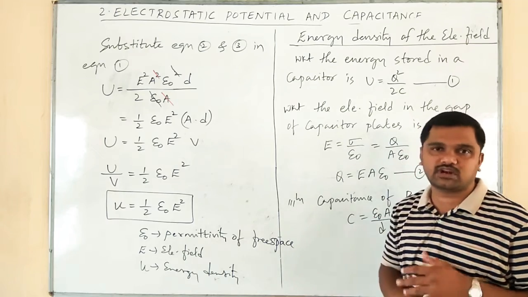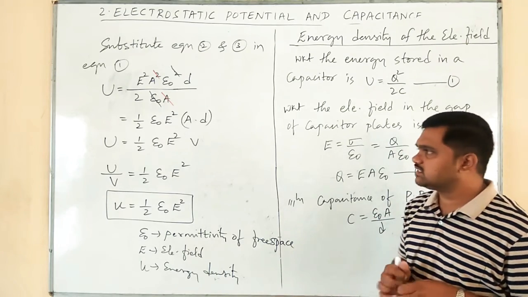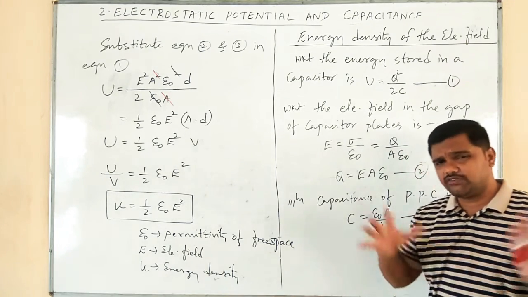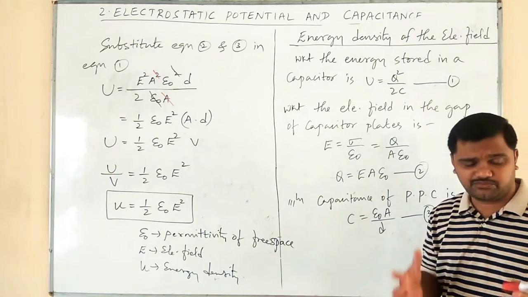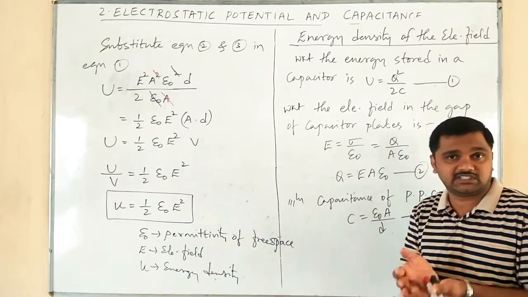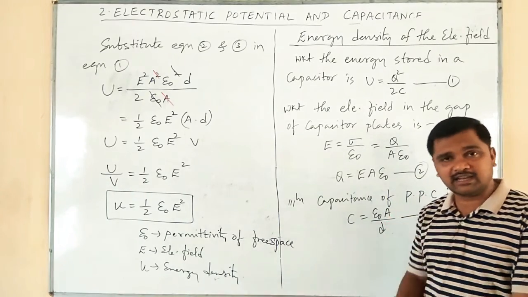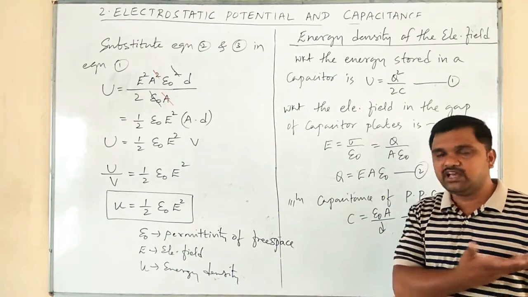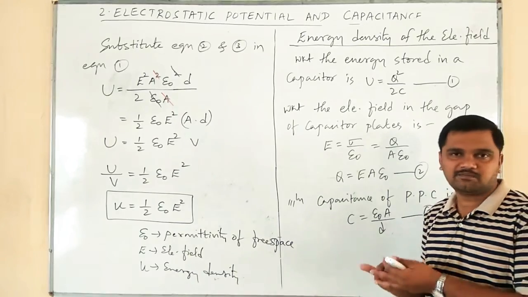In the next two classes, we will discuss the effective capacitance of a combination of two or more capacitors in series and in parallel, like the case of resistors in series and parallel.